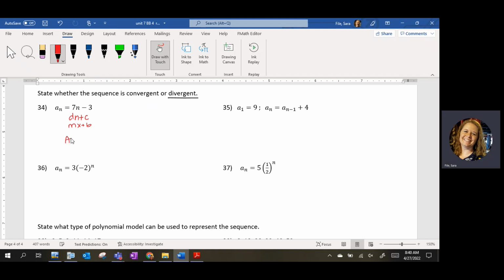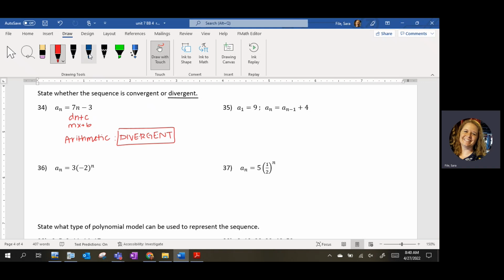Okay, so this is arithmetic, which it didn't ask us to identify, but that's going to help us know immediately that this is divergent. Because it is a line. This particular one has a positive slope. Our D is a positive 7, so it's plus 7, plus 7, plus 7, plus 7, right? All the way up to infinity.